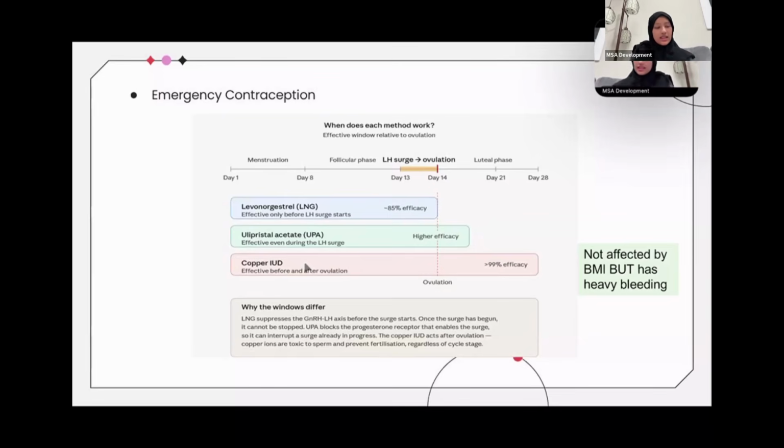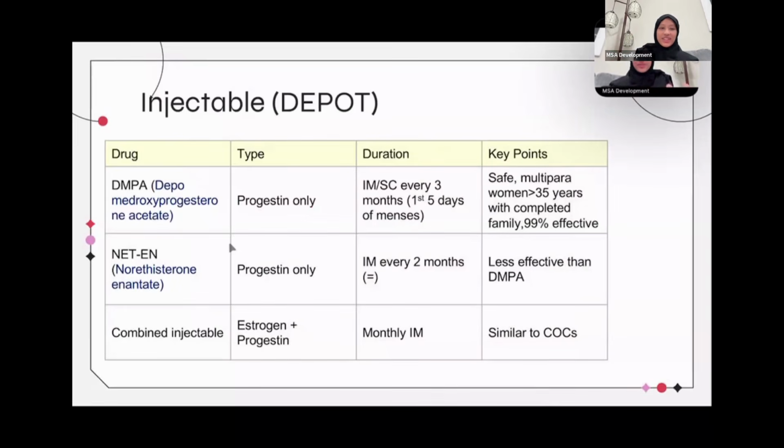Another thing is that copper IUD is not affected by someone who has high BMI, but the adverse effect is that it can cause heavy bleeding because you are inserting something foreign in the uterus. It makes sense, right? Levonorgestrel is affected by BMI, has a shorter window, and is less efficient. Okay. Now, I hope that all made sense and it's easier to digest.